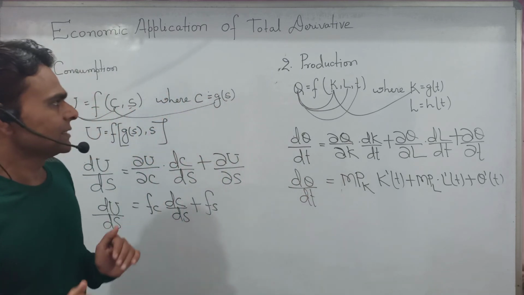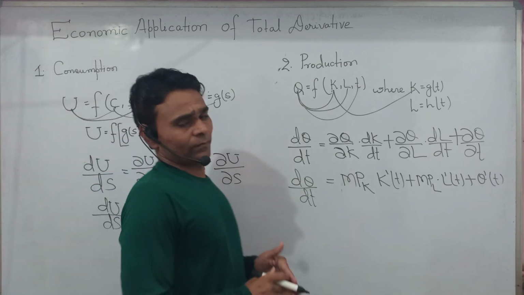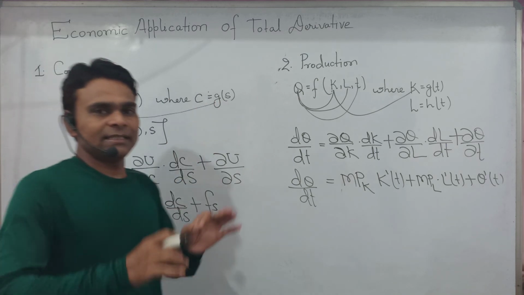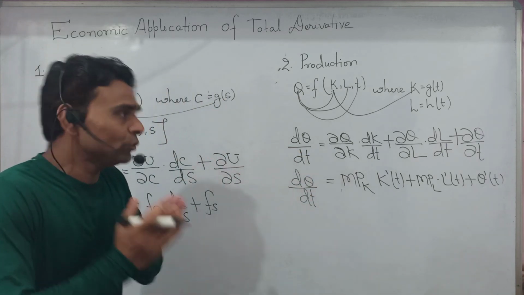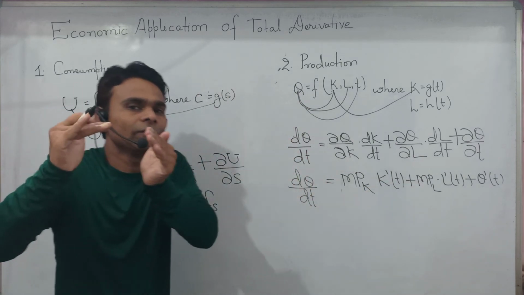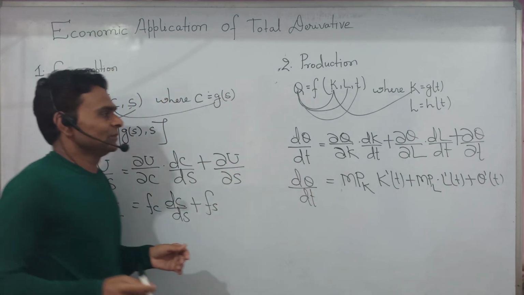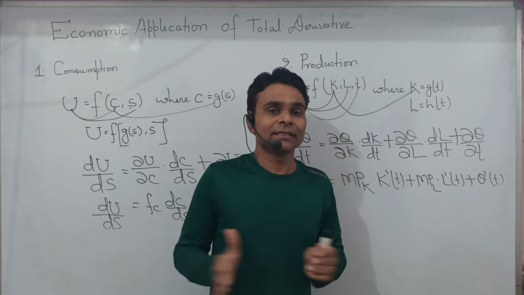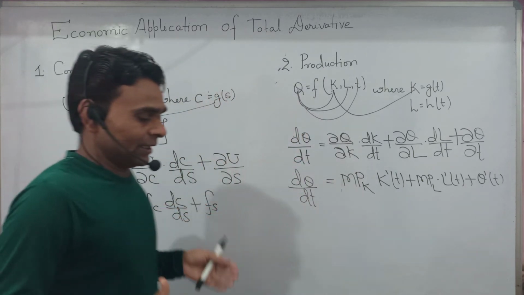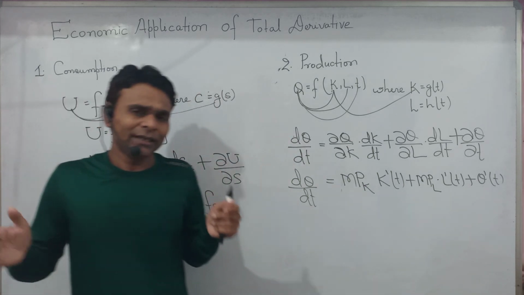Once again, in sum, we can say if we are interested to know what kind of changes in q will be reflected due to change in time, and labor and capital also depend upon that time, we need to apply total derivative in order to know what kind of changes can take place in the production function.